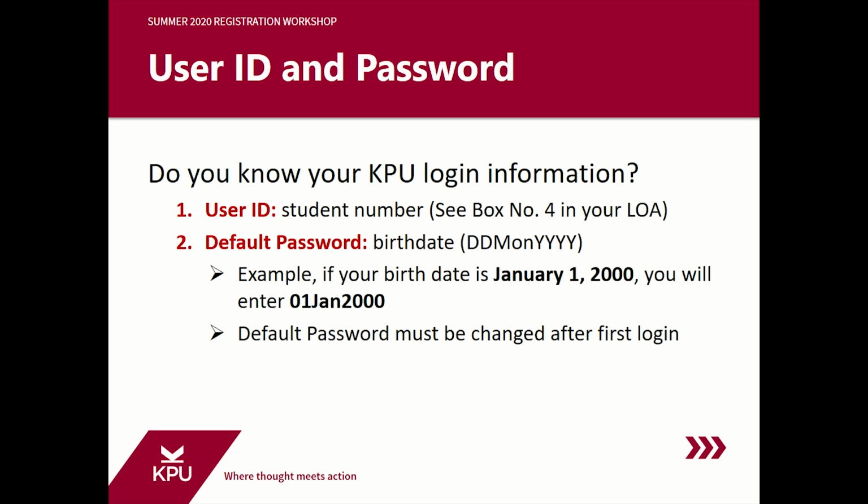In order for you to be able to access any KPU account, you will need your user ID and password. Your user ID is your student number, which can be found in box number 4 of your letter of acceptance. Your default password is your date of birth entered in the following format.